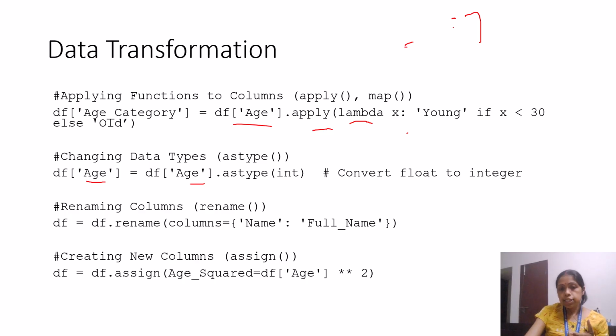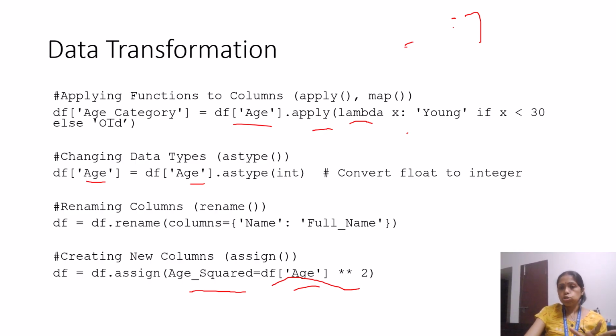If an age column is there and you want to square the age column, you will get a different value. That value I am storing in an age underscore square column, so that I can incorporate it into the same df data frame. So df.assign, the new column name is equal to, and what will be the value for the new column, you have to write after the equal sign. So using the assign operator you can create a new column.